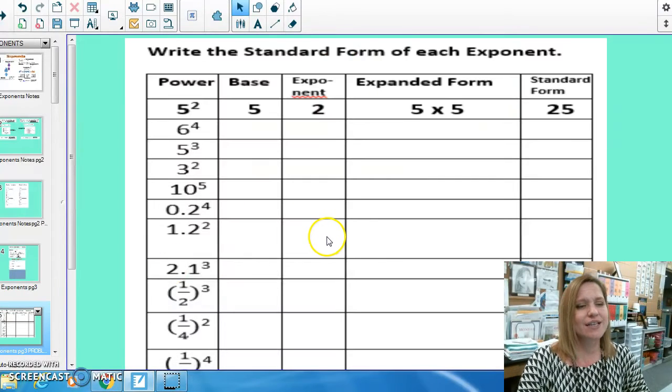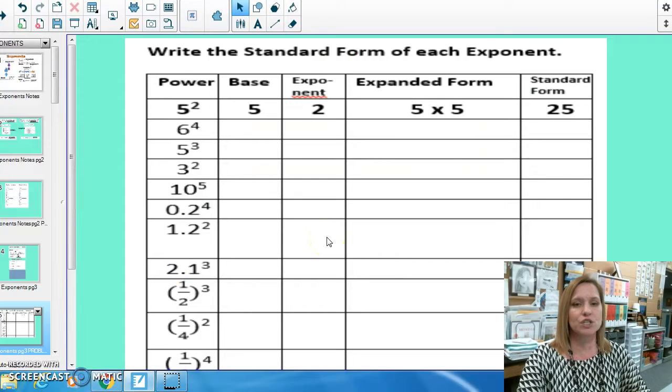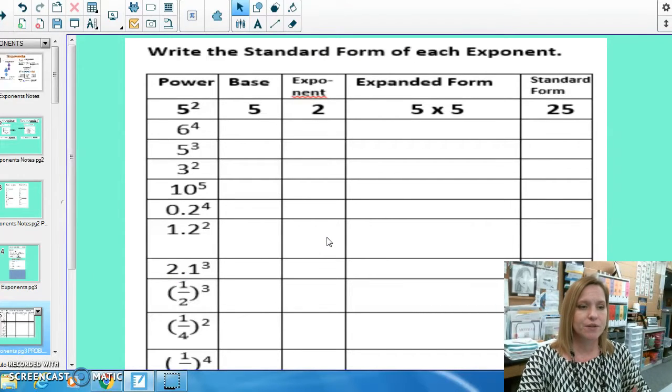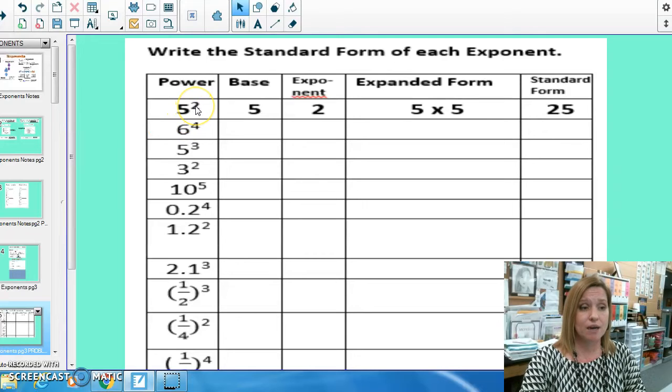Okay, the last section is how do we write standard form of each exponent? How do we get to the answer? So we're going to use this part to explore our vocabulary, explore the different formats to get to that standard form. So you're going to start off with the power that's going to be given to you. 5 to the 2nd power. We also know now that it's called 5 squared.